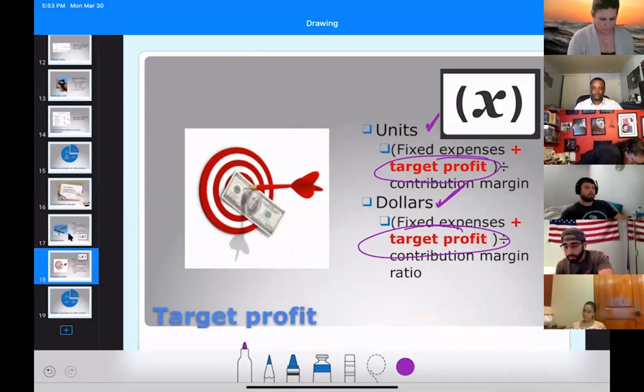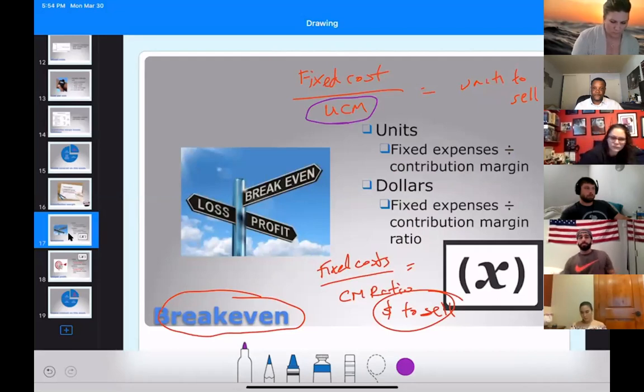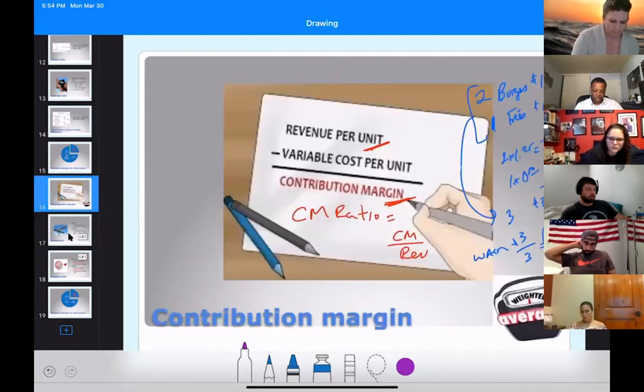Is it the unit contribution margin or the contribution margin in general? Oh, thank you for asking. It's the unit contribution margin. Okay, and that's revenue minus variable costs for one unit. Yes, that's the revenue per unit minus the variable cost. Okay, got it.